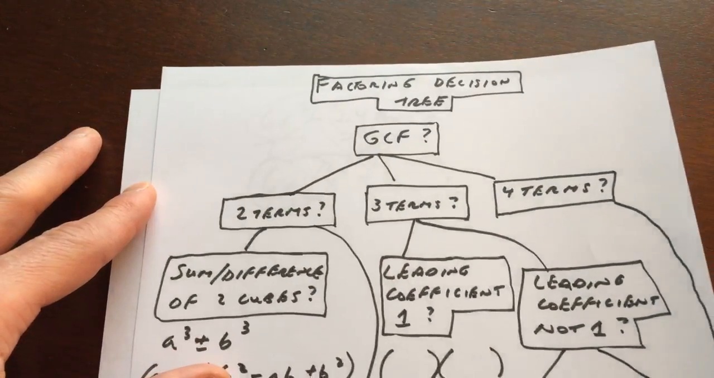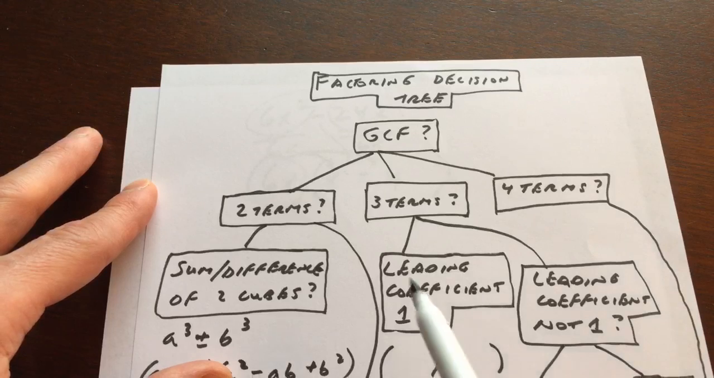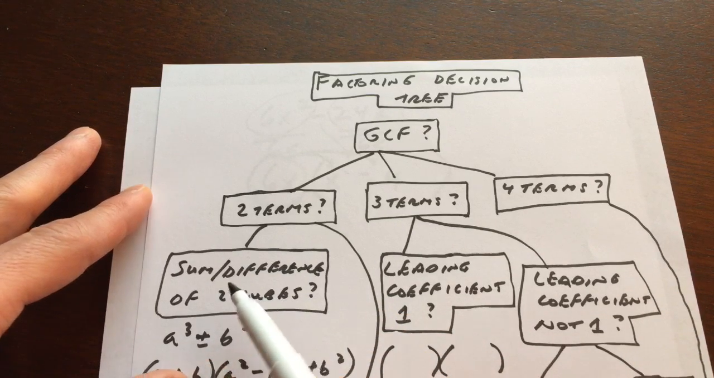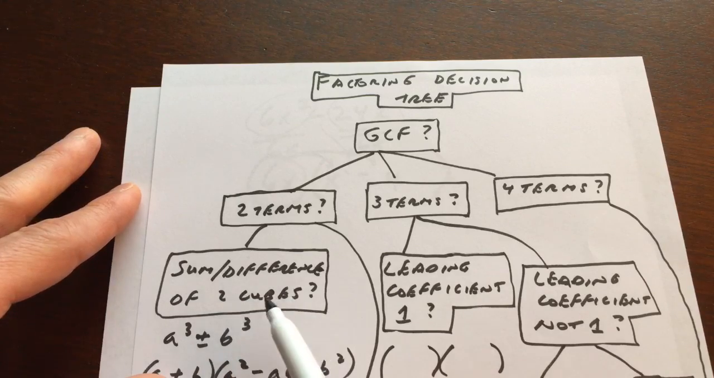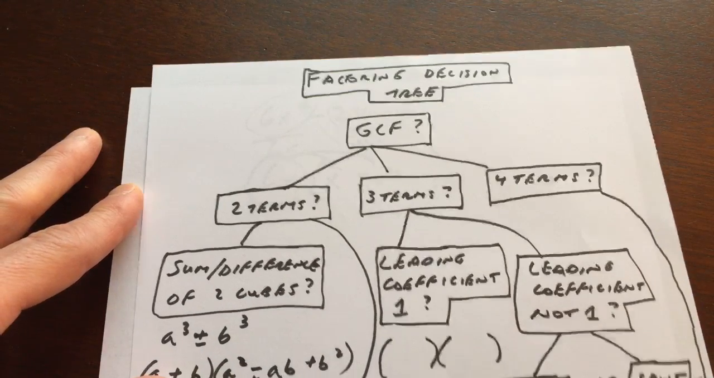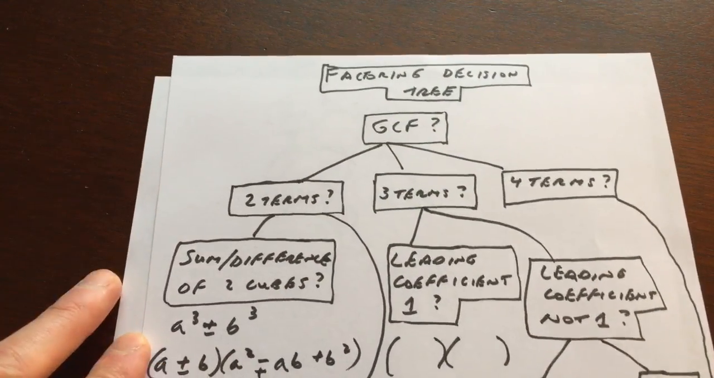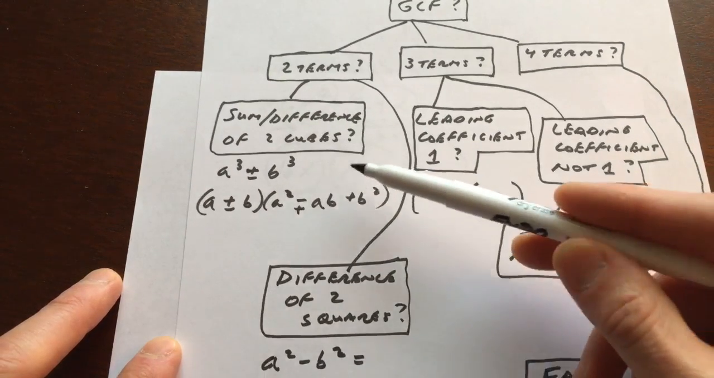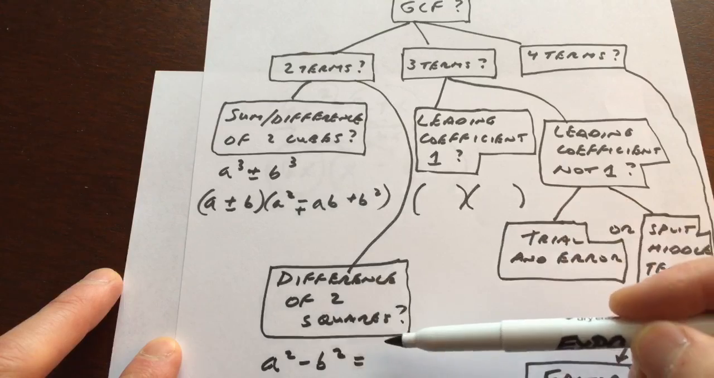So we factored out the greatest common factor, right? And we notice that there's two terms. So we have to ask ourselves, is it a sum or difference of two cubes, or is it a difference of two squares? So we're either looking at this one over here. Is it a sum or difference of two cubes, or is it a difference of two squares?